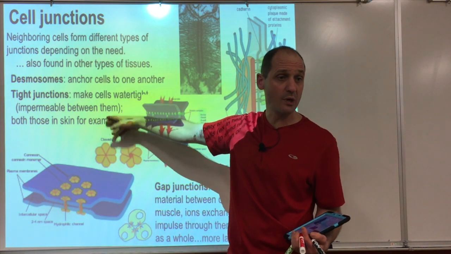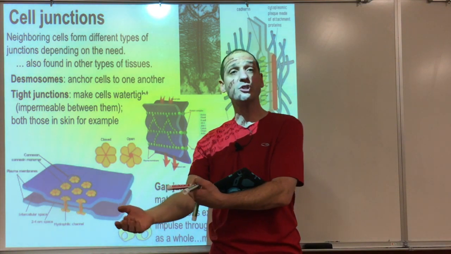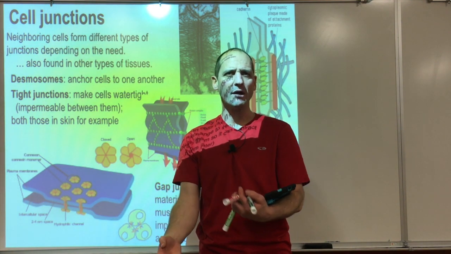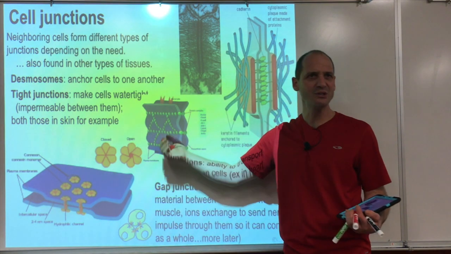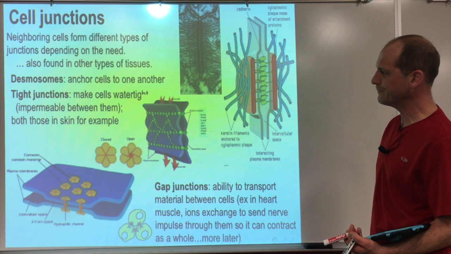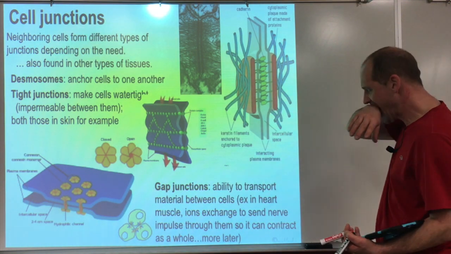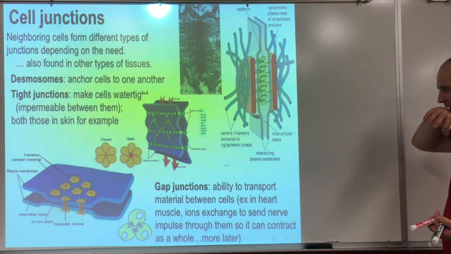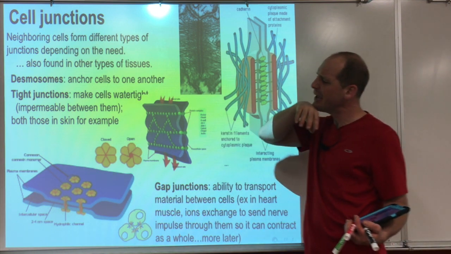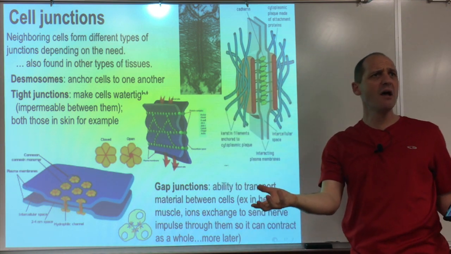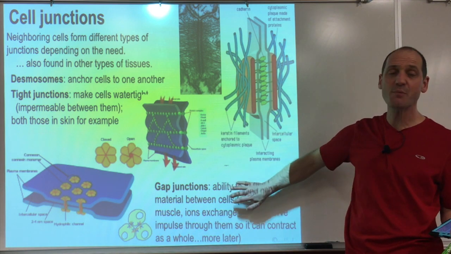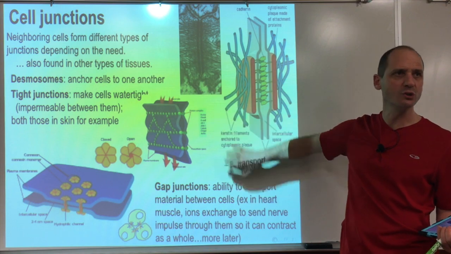So this is great because if you put water on the skin, you don't want the water going down into the body. You want it to stay away. So we're going to use those to make it watertight, nothing goes through it. That's perfect. Skin's a good example. And then we've got the gap junction. The gap junctions, we don't really talk about those in epithelials. We're going to see those in the heart muscle in particular. I bring it up here because it goes with this junction topic.